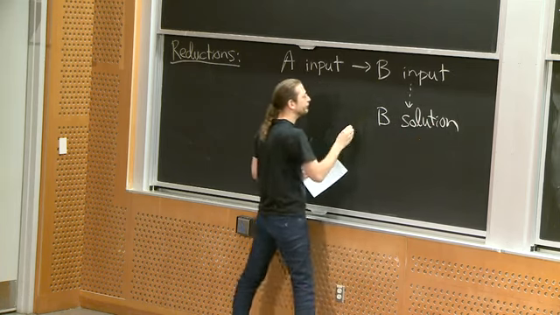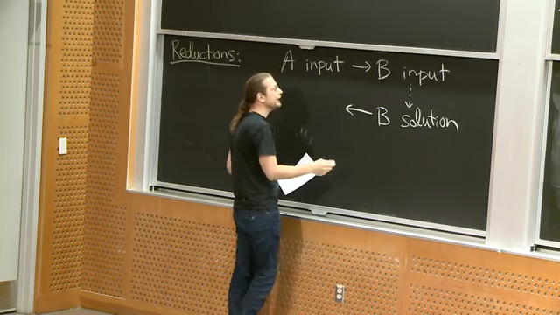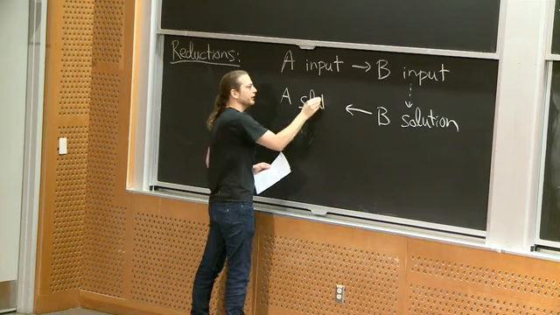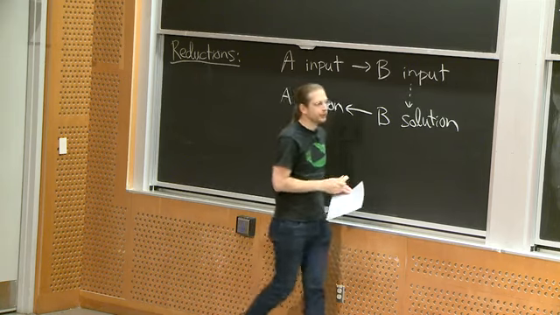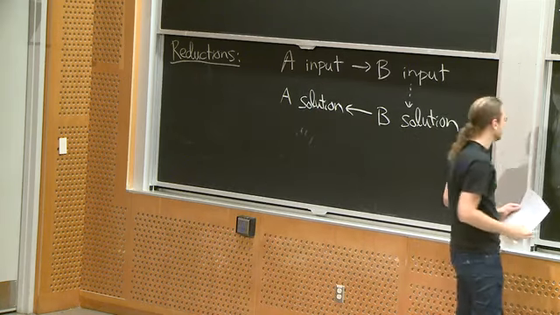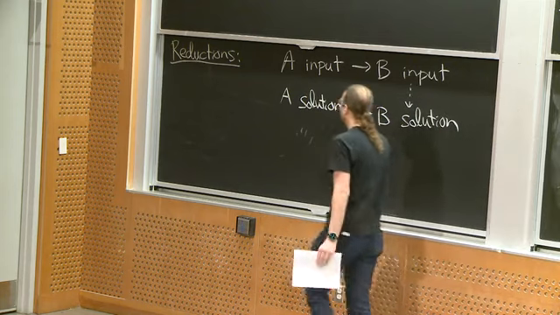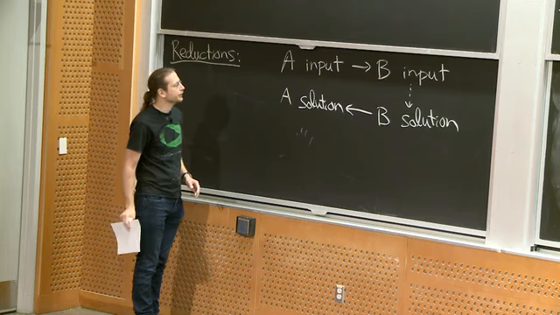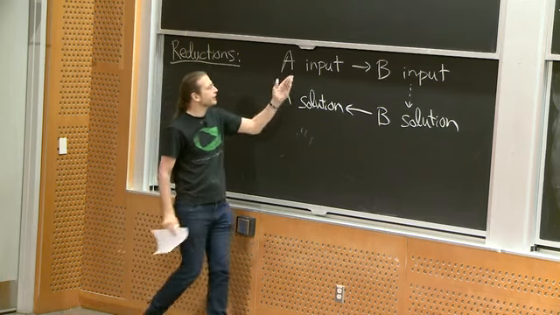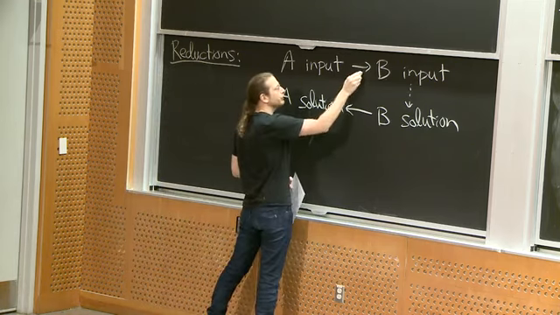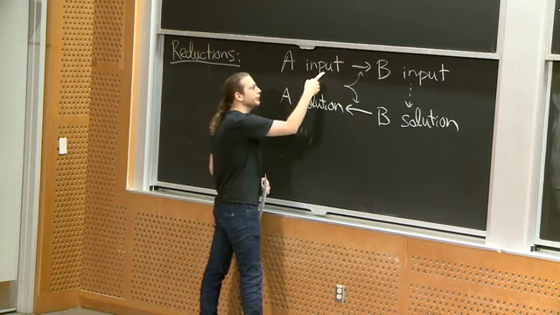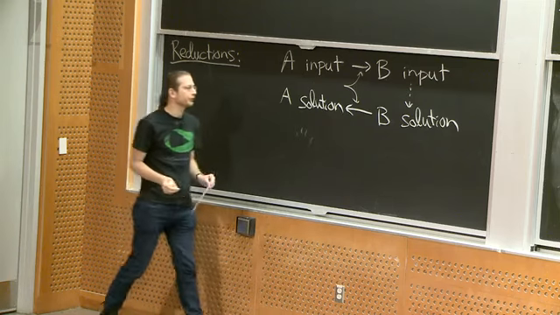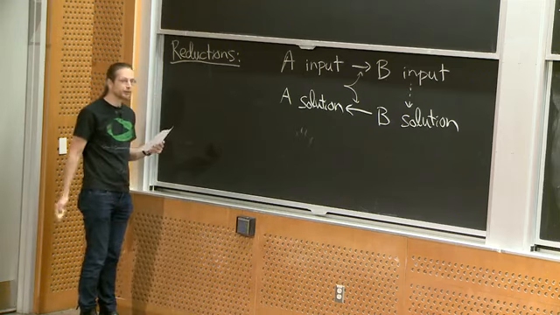And a reduction should also tell me how, given a solution to B, to convert it back into a solution for A. And when I say solution here, I actually mean certificate from over there. So a reduction consists of these two pieces: how to convert an input to A into an input for B, and given a solution to B, how to convert it to a solution to A. Let me give you some examples of reductions you've already seen.